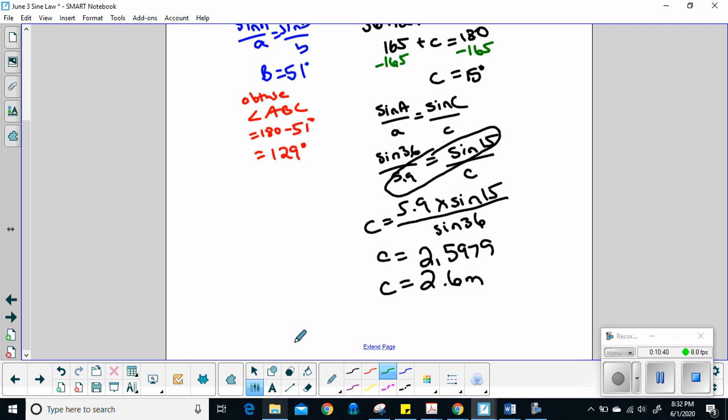So therefore, in this scenario, they are 2.6 meters apart.